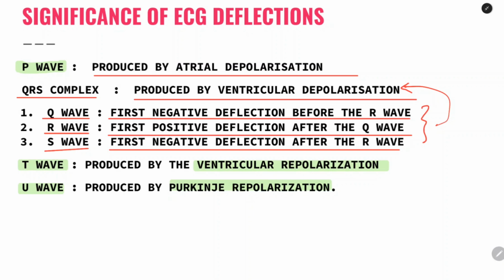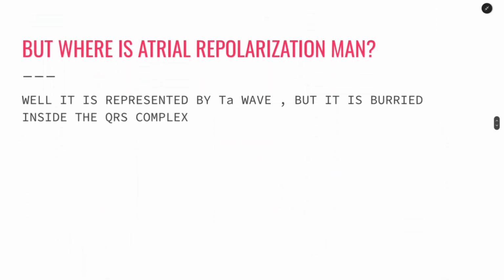So that's it. But now the question arises, where is atrial repolarization? Well, it is represented by the TA wave. But you may not appreciate this on a real life ECG strip because it is buried inside the QRS complex. Of course, the atria are getting repolarized, and there should be some corresponding electrical activity, and it should be there on the ECG, but we cannot see it because it is buried inside the QRS complex.